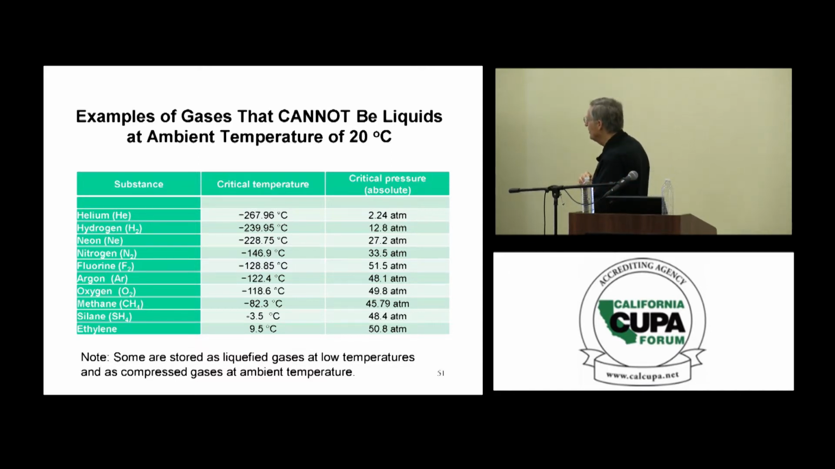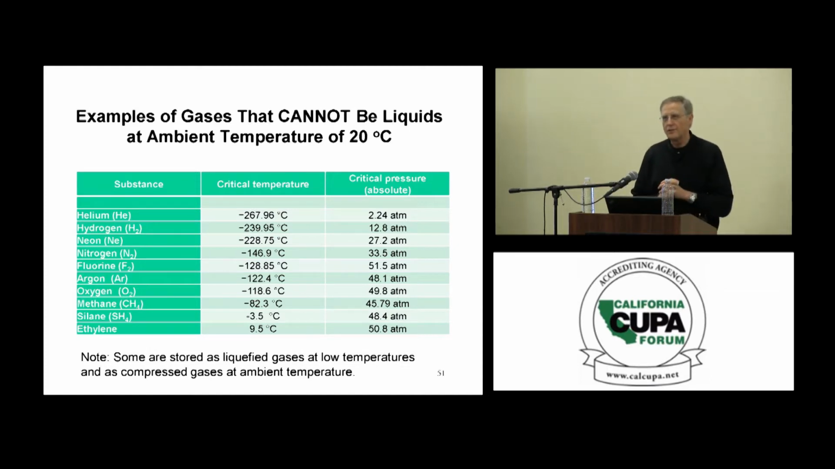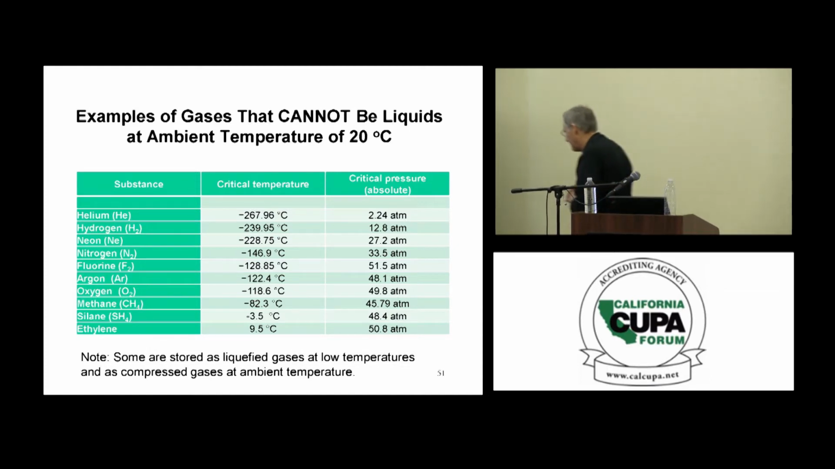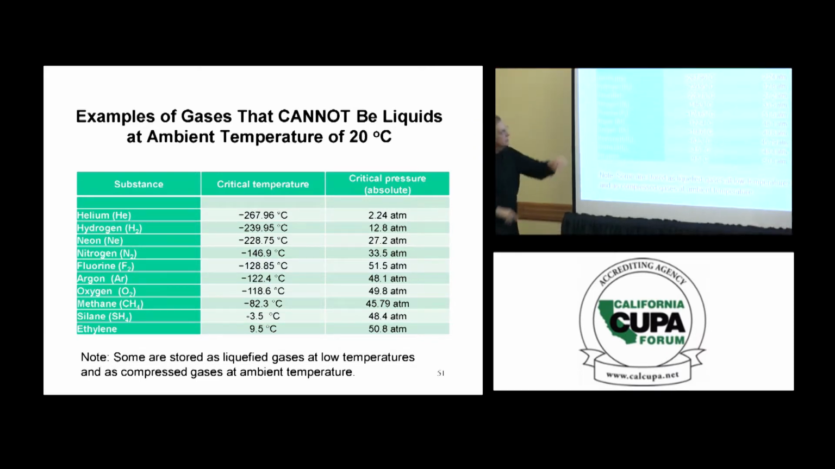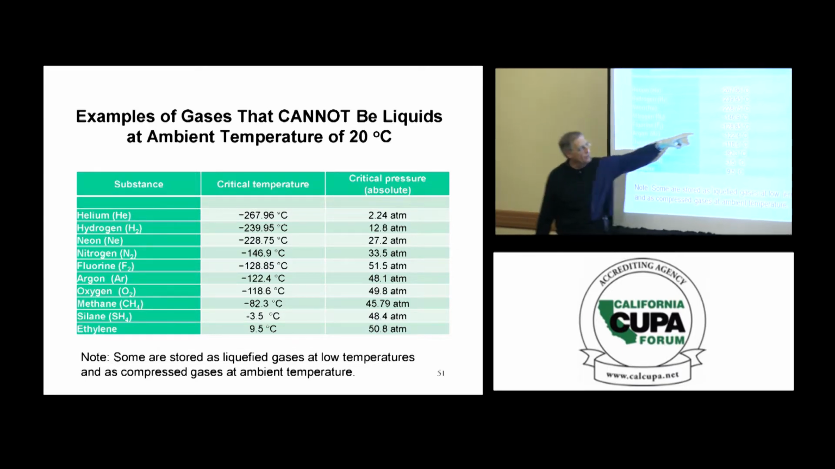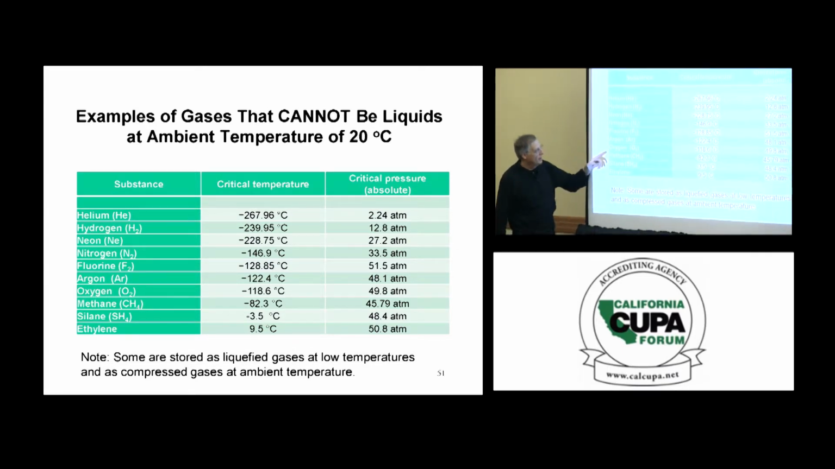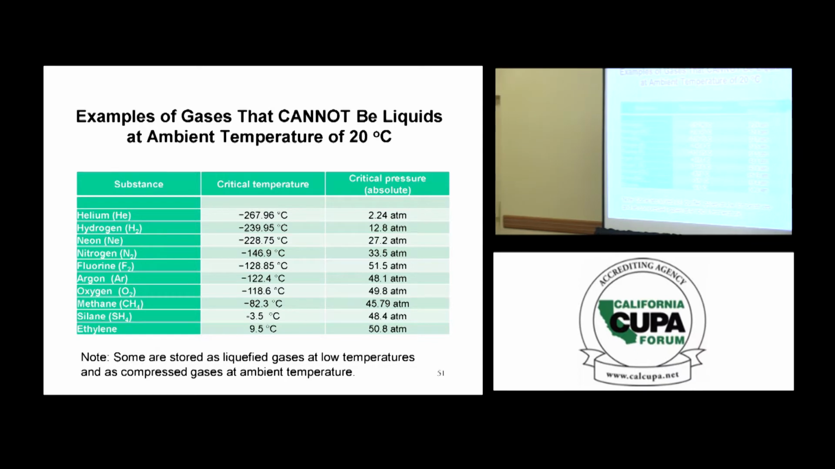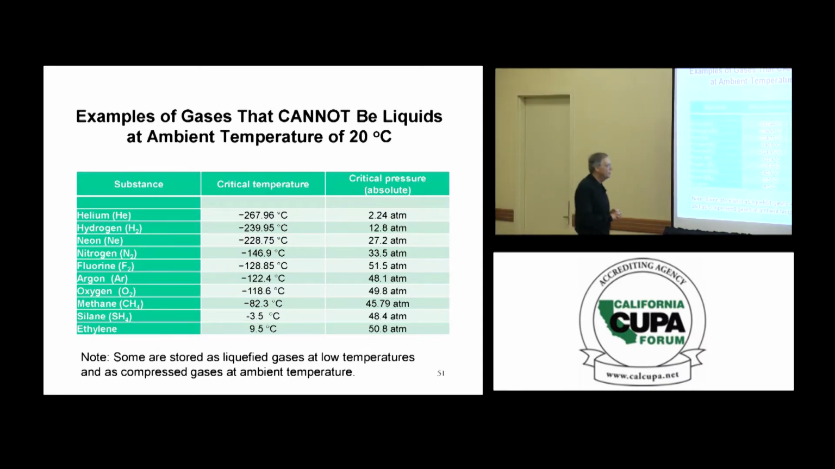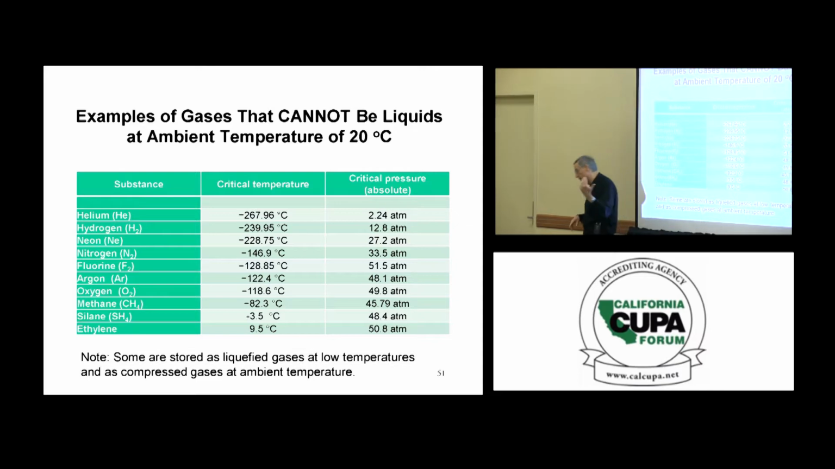Now, if you look down this list, those of you in the back of the room can't see it. So I will tell you. So the critical temperature, let's pick out some examples here. Nitrogen and oxygen. Nitrogen, minus 146.9 degrees C. Argon, minus 122.4 degrees C. Oxygen, minus 118.6 C. When you have that physical parameter known, if somebody tells you the critical temperature of this gas is minus 100 and something, you know that cannot be a liquefied gas at room temperature.